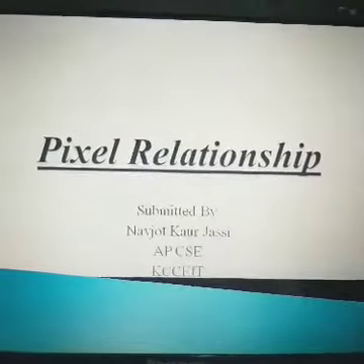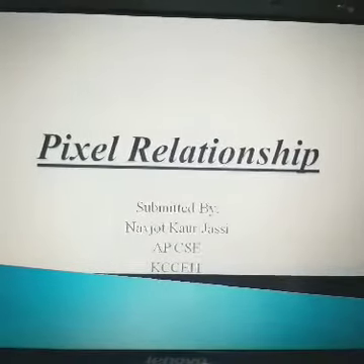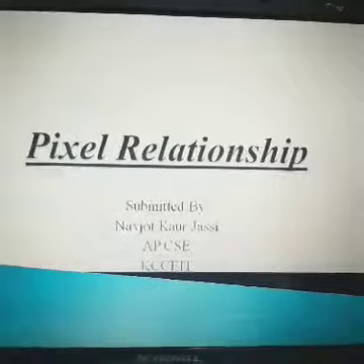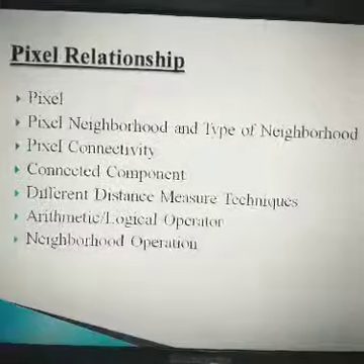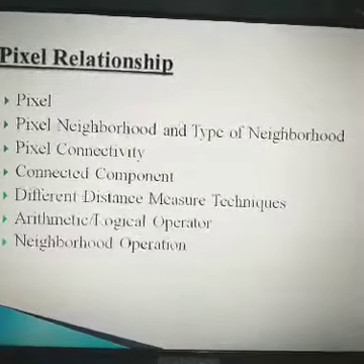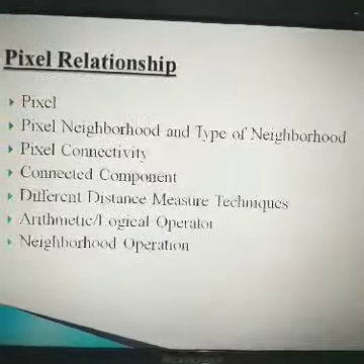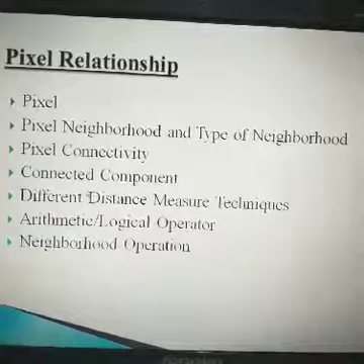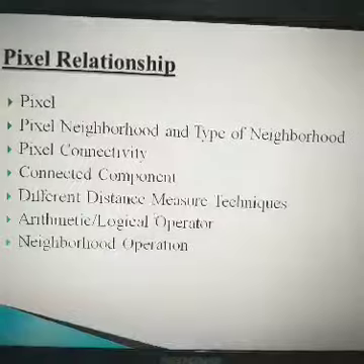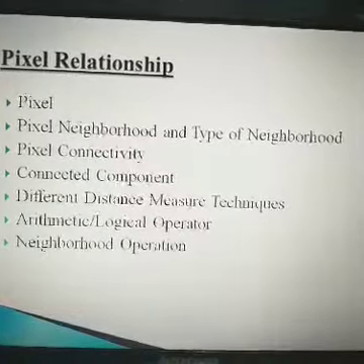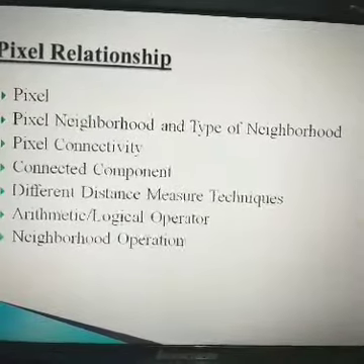Good morning, students. In this lecture of digital image processing, the concept we will discuss is the pixel relationship. The pixel relationship includes concepts like what is a pixel, the pixel neighborhood and the types of neighborhood, what is pixel connectivity, the connected components of a pixel, and the different distance measures that are used for finding the relationship. Next are the arithmetic and logical operators and the neighborhood operation.